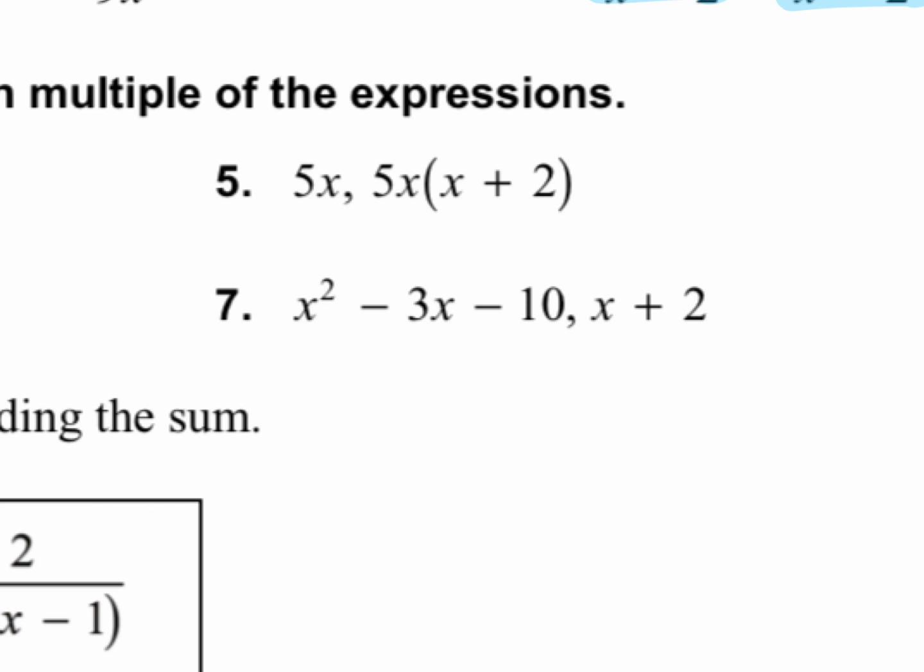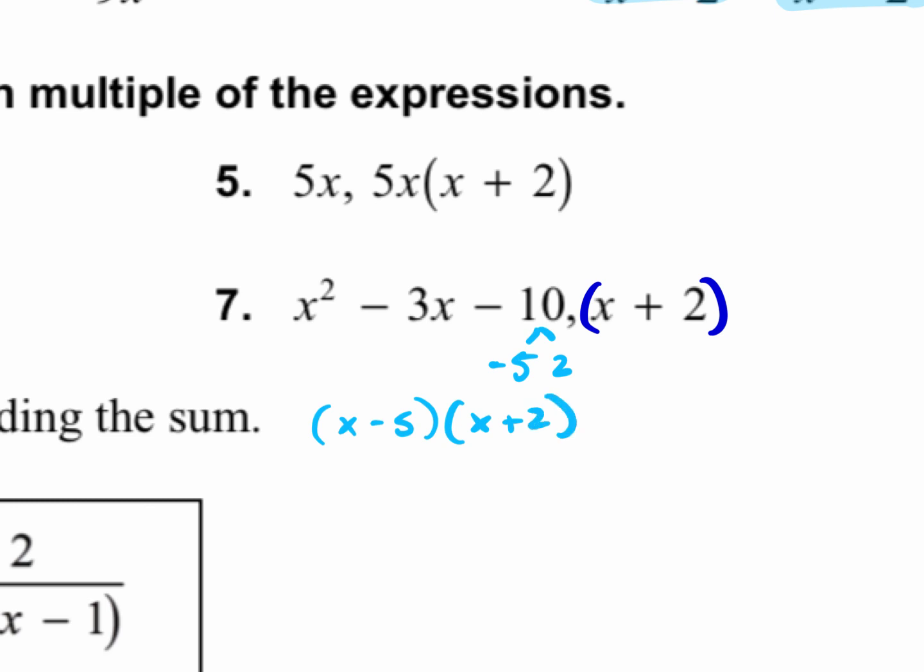Factor. I'm going to factor the first one. So that x plus 2 is already factored. That is one of our factors here. Let's factor the first one and see what our factors of this are. So what are two factors of negative 10 that add to negative 3? Negative 5 and 2. Perfect. So this factors into x minus 5 and x plus 2.